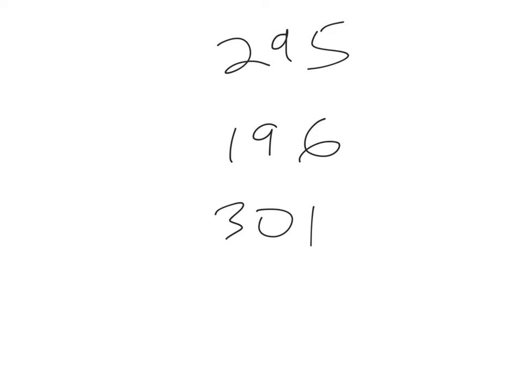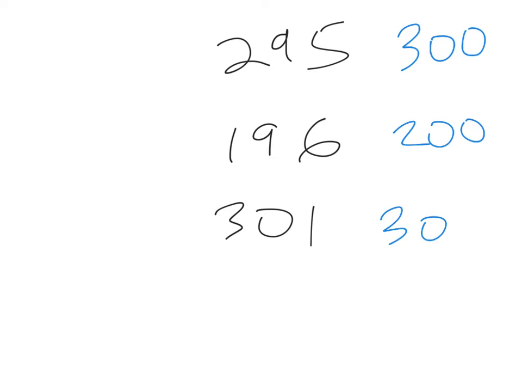Okay, would you say that you would round this to 300? Would you round this to what? 200? Perfect. And you would round this to what? 300 as well. And how did you know that? Well, I'm going to guess that you took a look at the 2 and the one beside it and you said, I'm going to round that one up. And you took a look at this one and you said, I'm going to round that one up, and these two, you're going to round down.